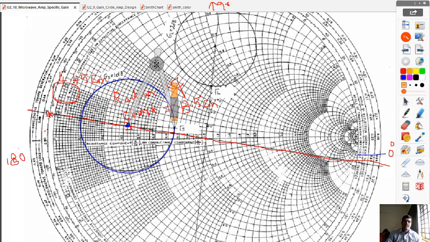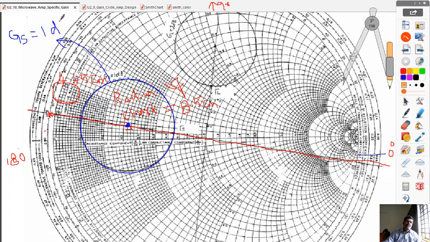Once you draw the circle, this circle represents, on the contour of the circle, every point on the circumference of the circle which has the same gain of 1 dB. So this circle is the 1 dB circle. That is, this circle is constant gain circle at the source, GS of 1 dB. So this is a 1 dB constant gain circle.